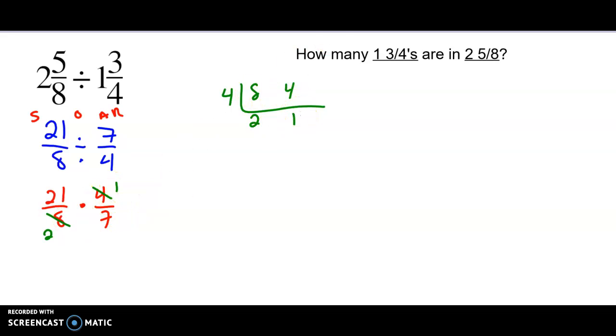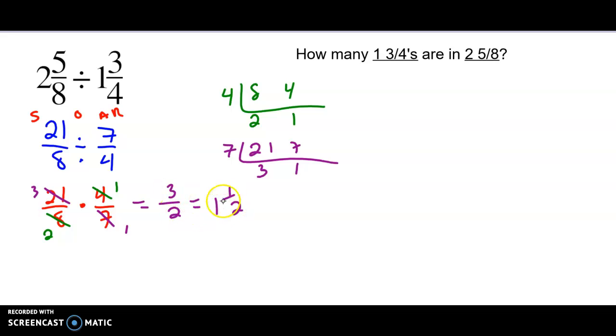Now, let's look at the next part. It's 21 and 7. If I put 21 and 7 in a sled, what factor can I pull out of both? 7. 21 divided by 7 is 3. 7 divided by 7 is 1. The 21 becomes a 3. The 7 becomes a 1. And I multiply straight across. 3 times 1 is 3. 2 times 1 is 2. And 3/2 is another name for 1 1/2. 2 goes into 3 one time, with 1 left over the last name of 2.